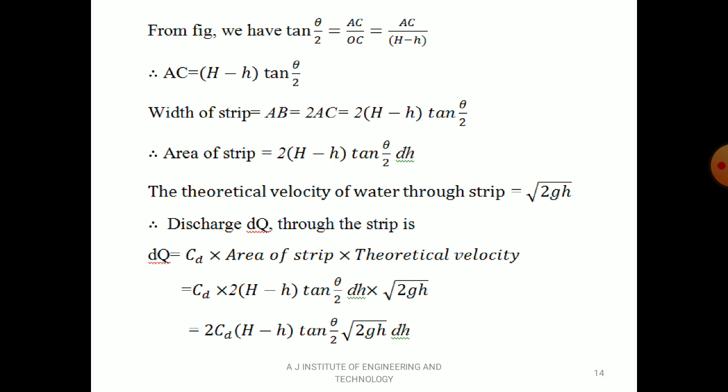So tan theta by 2 equal to AC divided by OC. So that is equal to AC divided by OC, it is H minus h. Therefore AC equal to, just cross multiply, (H minus h) into tan theta by 2.